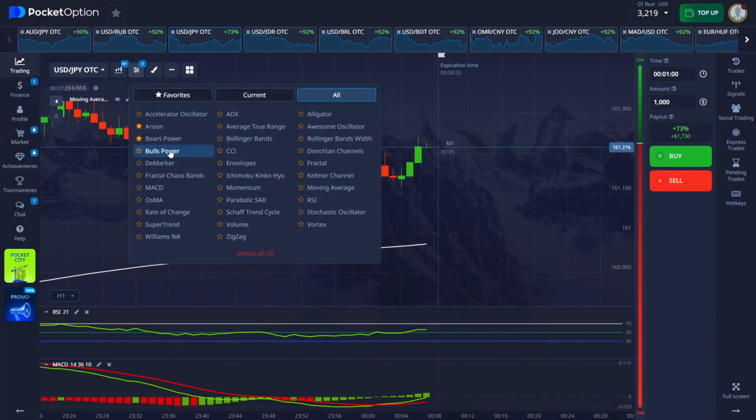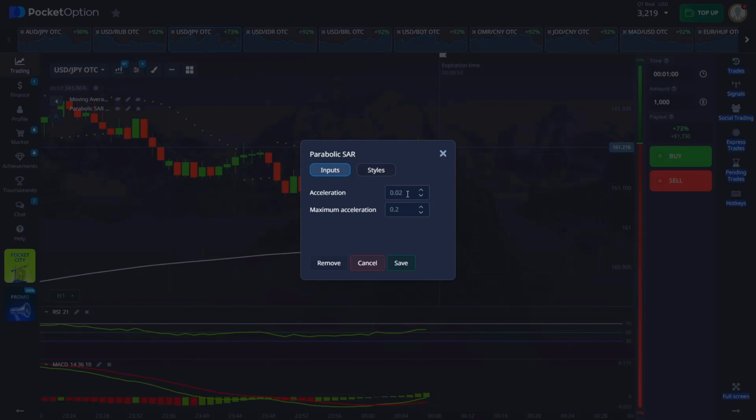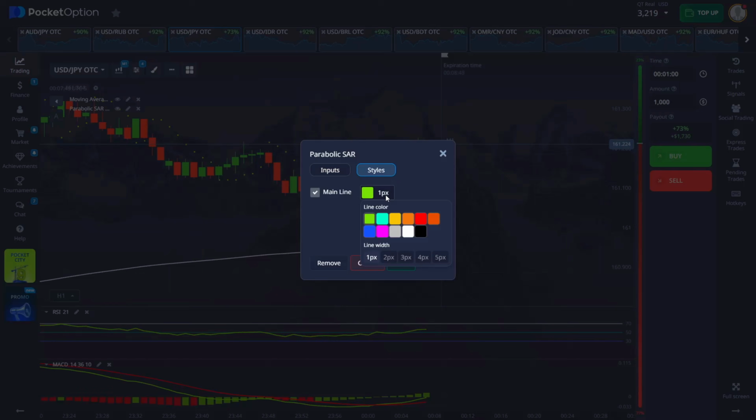Then I'm going to be using one of my favorite guys, parabolic SAR. Now for this period, I'm going to be tweaking a lot of stuff with this one. So I'm going to put this to 1, 5. I'm going to keep this one here to 3. Yeah, I think that's about it. But for the color, I think I'll be going with the brown color, thicker lines.